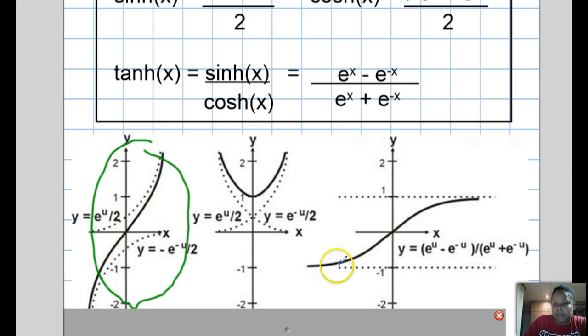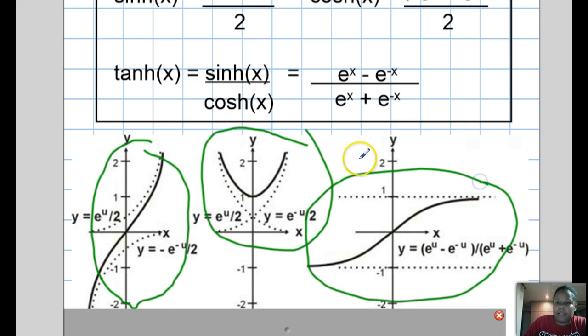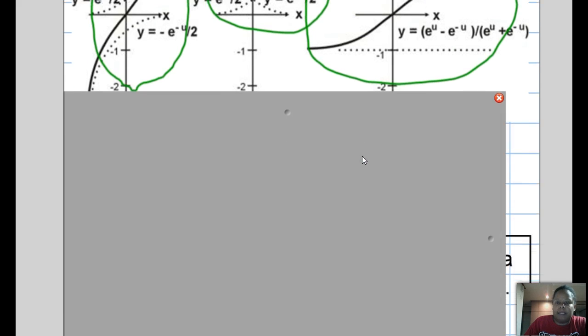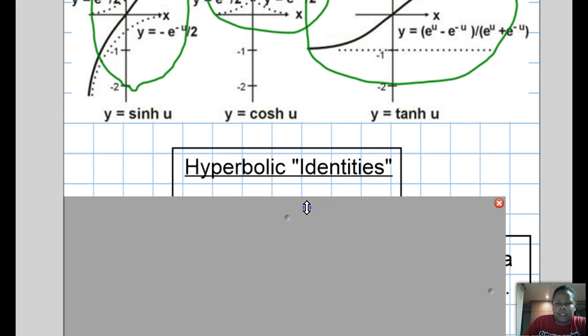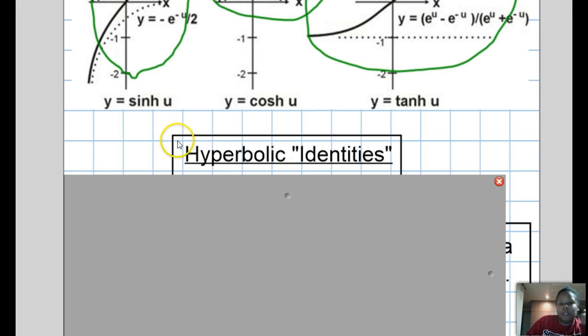Okay. And this over here is a hyperbolic cosine. And then over here is a hyperbolic tangent. Okay, if you want to get an idea of what they look like. So why do we use sine and cosine? Well, before we get to that part, I want to talk about identities.